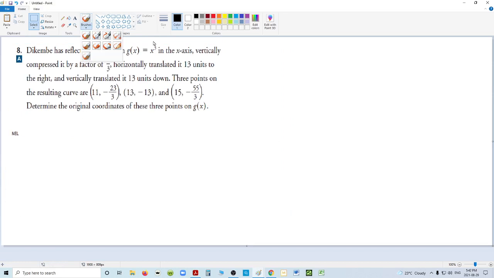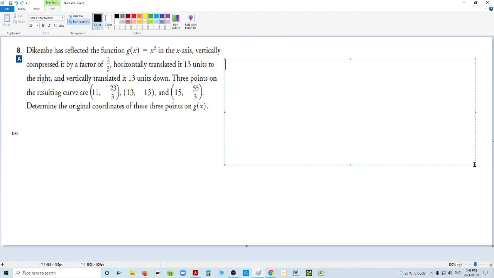So he has reflected a function x to the 3. He's vertically compressed it by 2/3, horizontally translated it, vertically translated it, and he's got 3 points. And they want to find the original coordinates of those points. Now that's interesting because they're working backwards. So let's write down how he did it. Let's focus on the x stuff first. Vertically compressed by a factor of 2. So he took x values and he multiplied by 2/3.